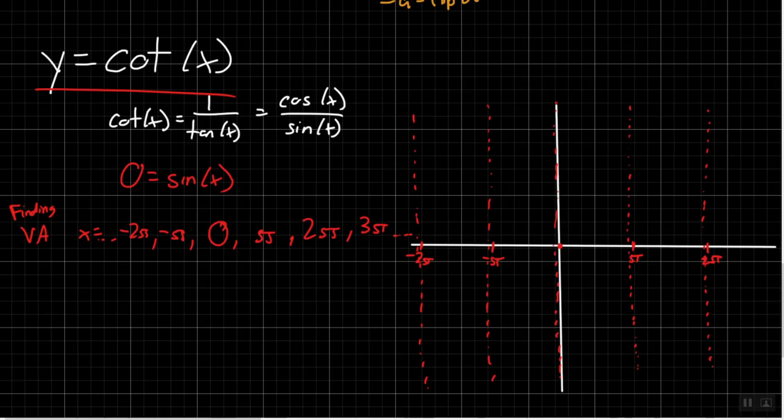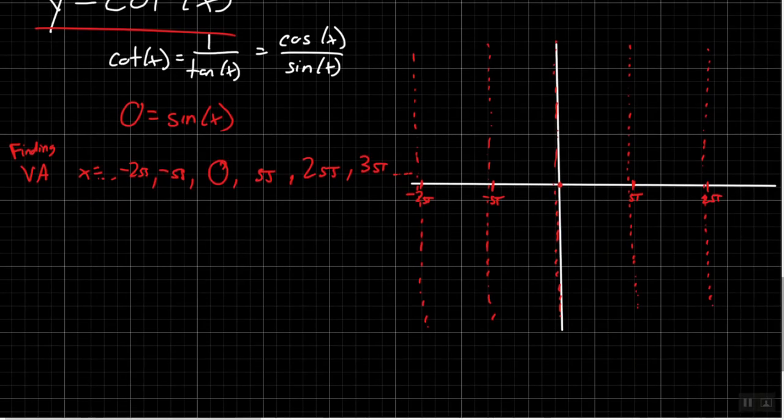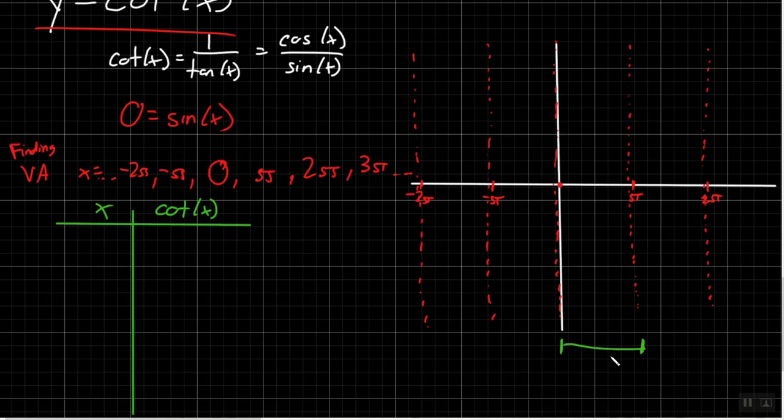Okay. Let's do cotangent. Here are my values. We have x, and we try to find cotangent of x. Now I have some asymptotes. I want to find all the values in between these asymptotes. So I start at 0, and I have to go all the way to pi.